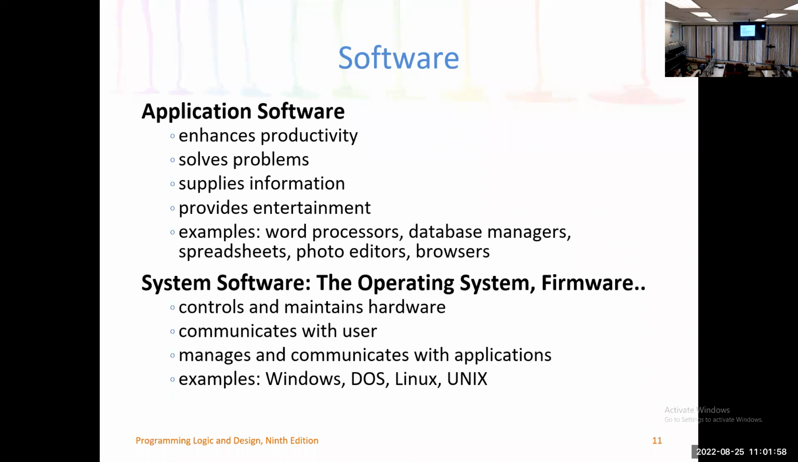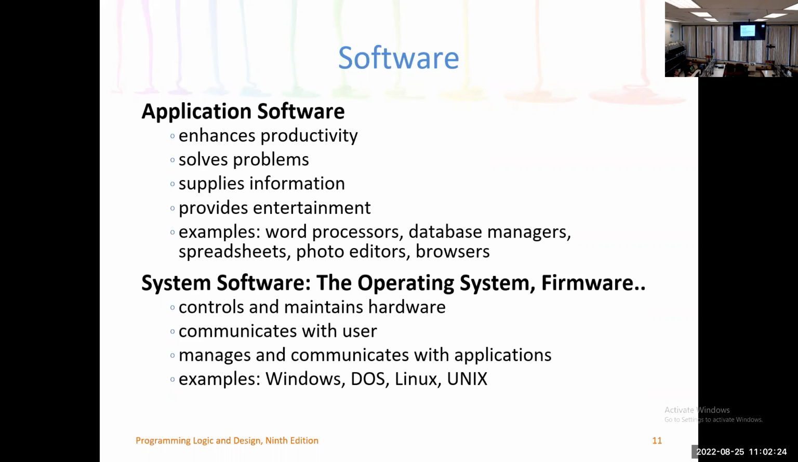And we have two types of software. The first one is application software, and the second one is system software. Application software is everything that enhances productivity and solves problems. You see a lot of this software, right? You have Microsoft Word, Excel, or Photoshop. And system software is something we use to control the hardware and interface with the end user. And the most important one is the operating system, right?